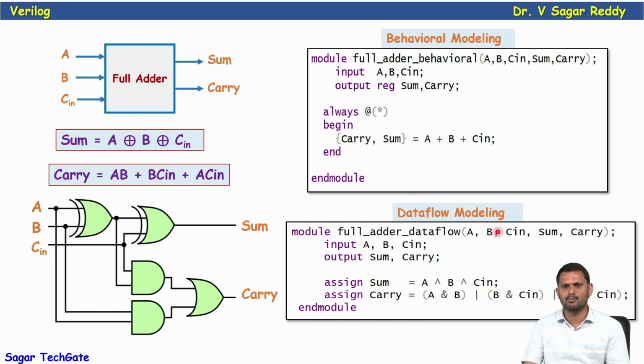Now in data flow modeling, same module name, ports, input and outputs. By using a continuous assignment statement, we describe this. Sum is equal to A XOR B XOR Cin. Carry is equal to A and B, or B and Cin, or A and Cin. It is just a Boolean expression that we write as a continuous assignment statement.